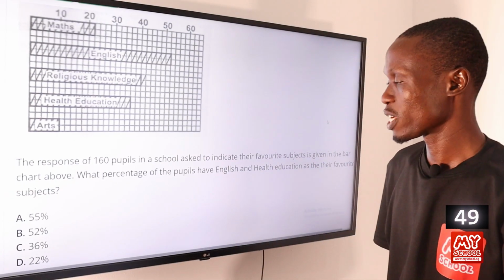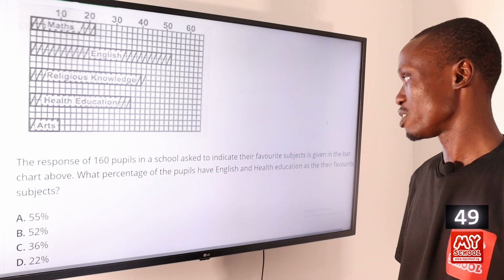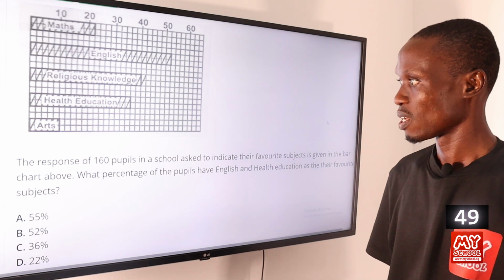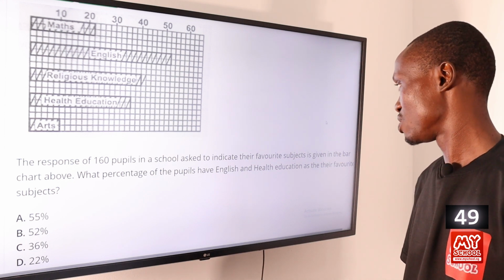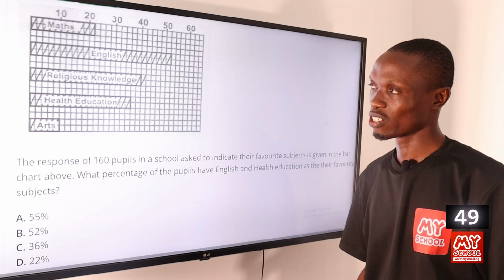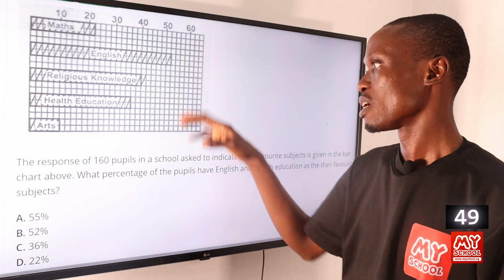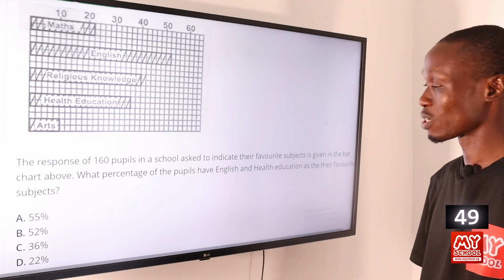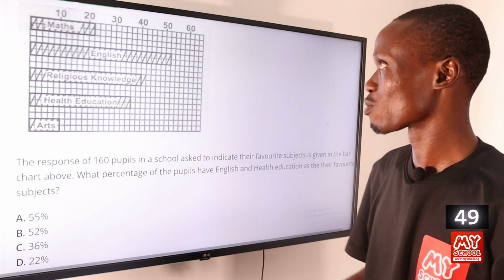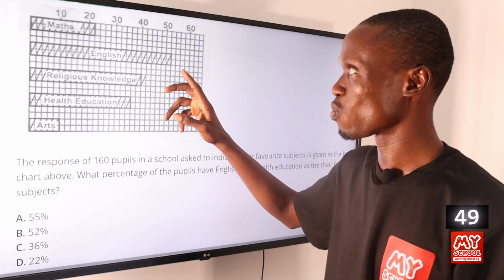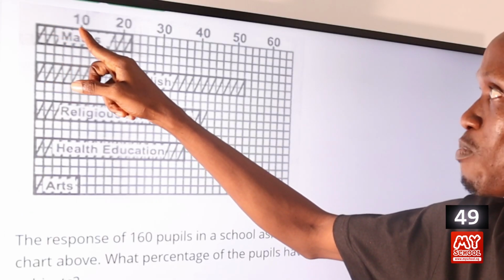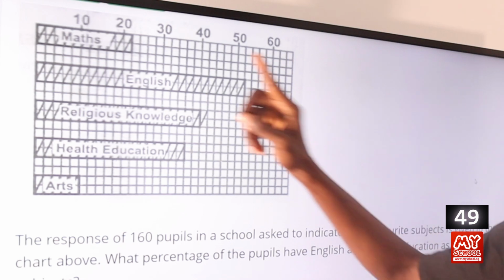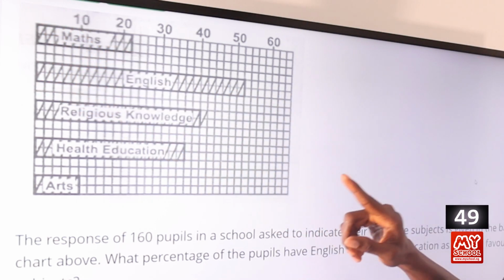Question 49. The responses of 160 pupils in a school asked to indicate their favorite subjects are given in the bar chart above. What percentage of the pupils have English and health education as their favorite subject? So from the bar chart, let's get the number of students that have English and health education as their favorite subject. So we are going to focus on English. If you look at the bar chart very well, we have 1, 2, 3, 4, 5 bars before we have a value. So that means each of these bars is equal to 2, so that if I put 5 together, that will be equal to 10. Take note of that.